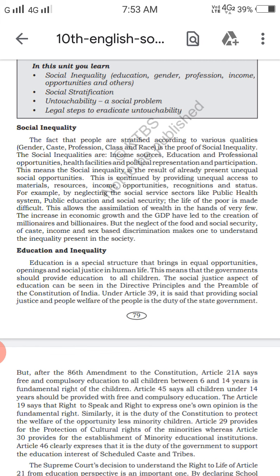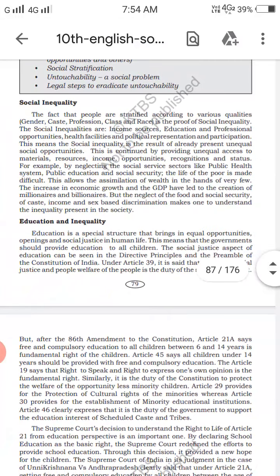Let me now explain educational inequality. In the field of education, inequality can be seen. Education is a special structure that brings in equal opportunities and social justice in human life. This means that the government should provide education to all the children. The social justice aspect of education can be seen in the directive principles and the preamble of the Constitution of India. Under Article 39, it is said that providing social justice and the welfare of the people is the duty of the state government.